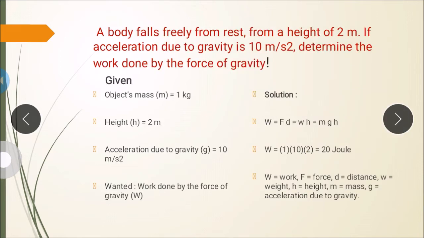So this is another problem. A body falls freely from rest from a height of 2 meters. If the acceleration due to gravity is 10 meters per second square, determine the work done by the force of gravity. This is also work done, but it is in a different form.